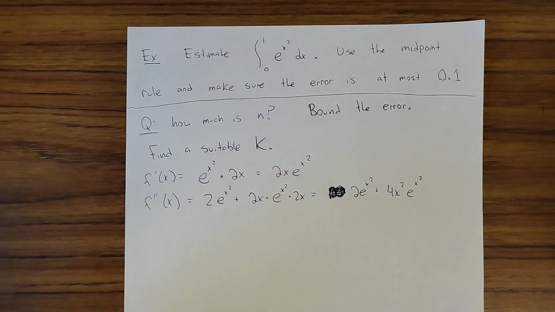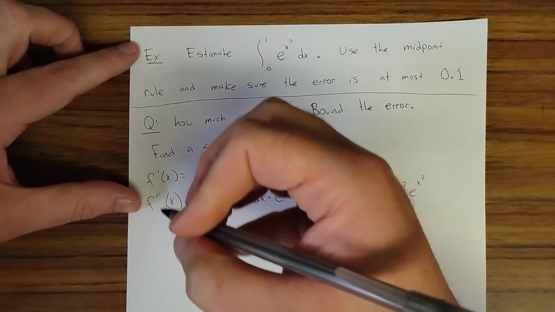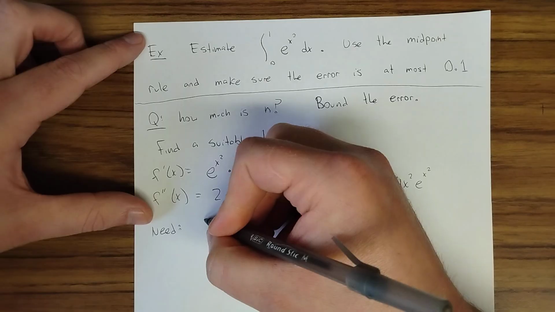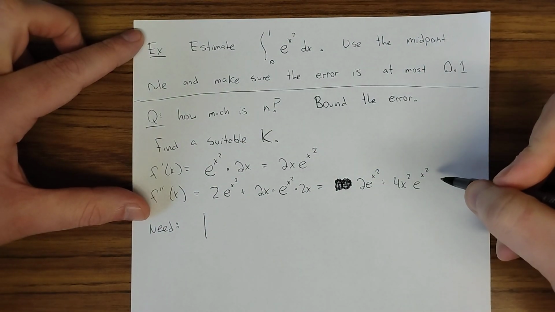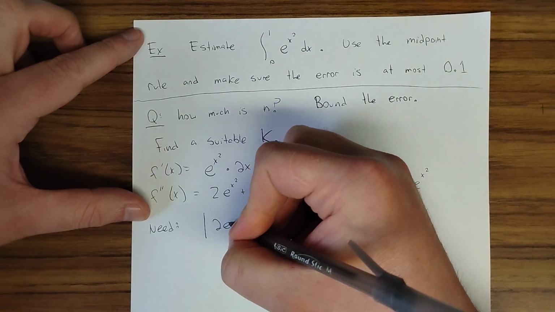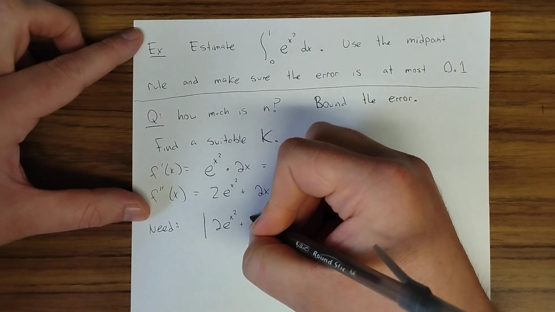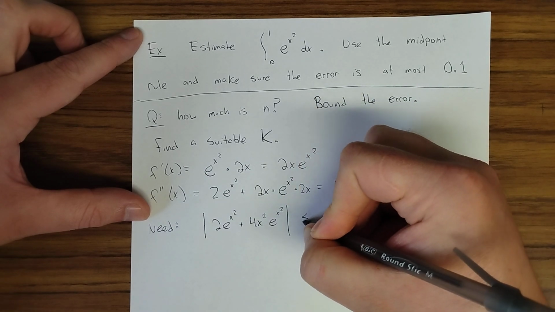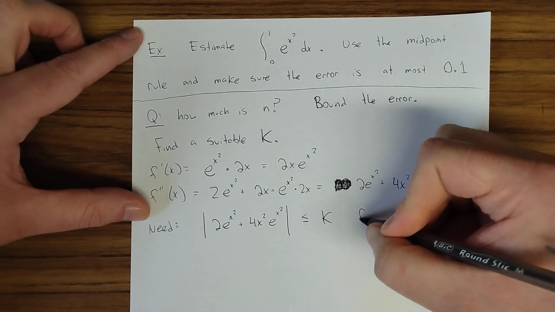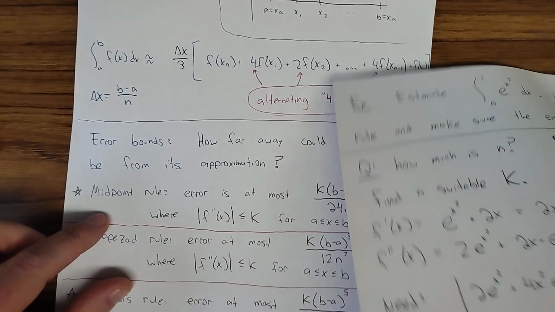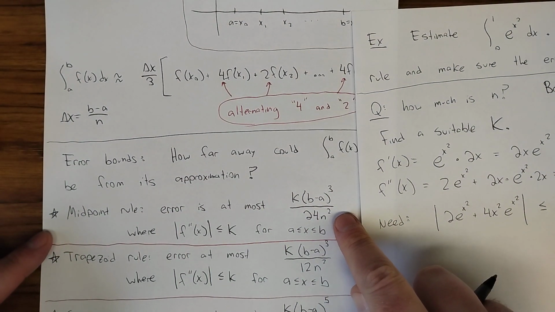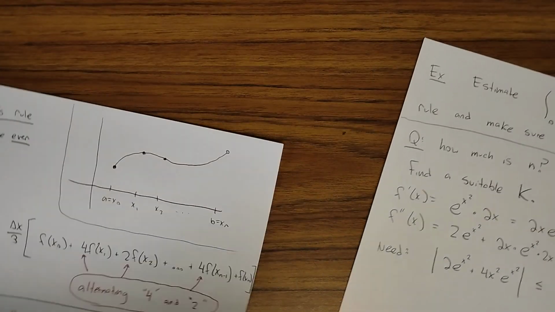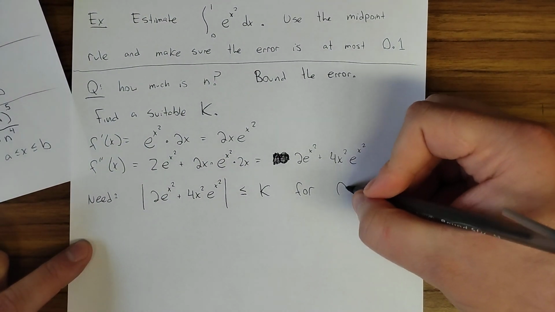All right. Now, what do I need from this? I need the absolute value of the second derivative to be less than or equal to k, by the way, I'm just recalling this, for at least values of x from a to b, which is 0 and 1.